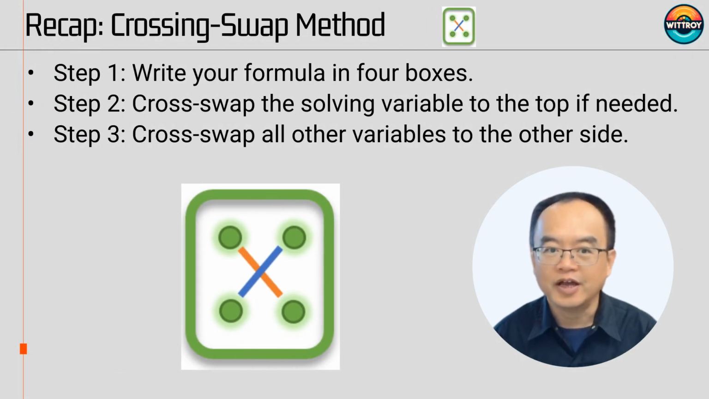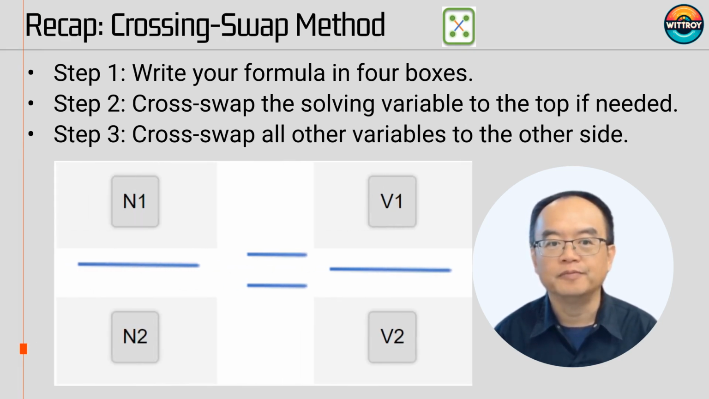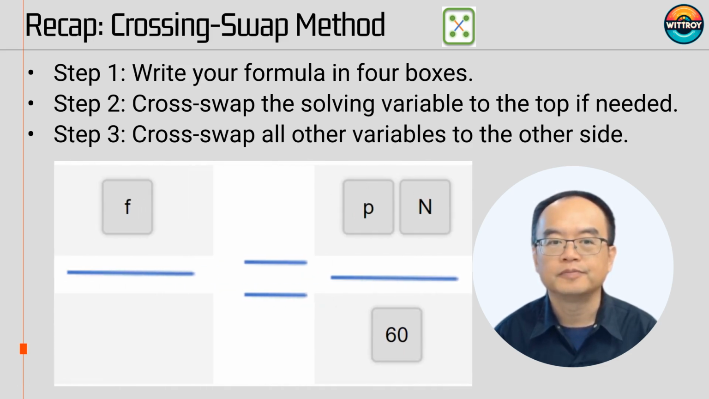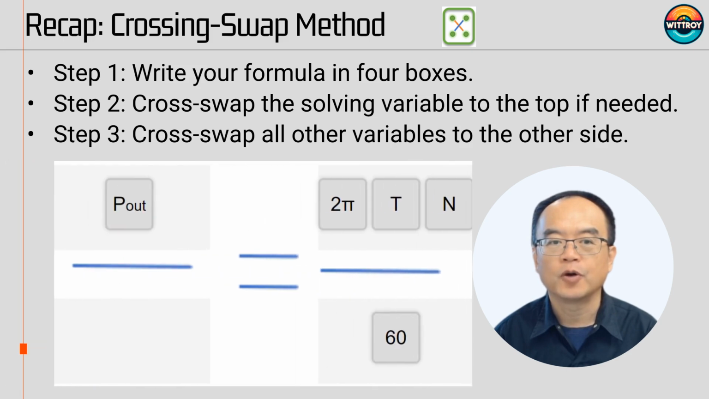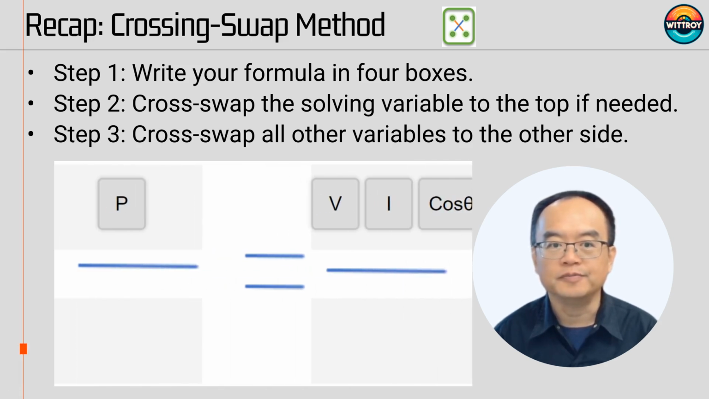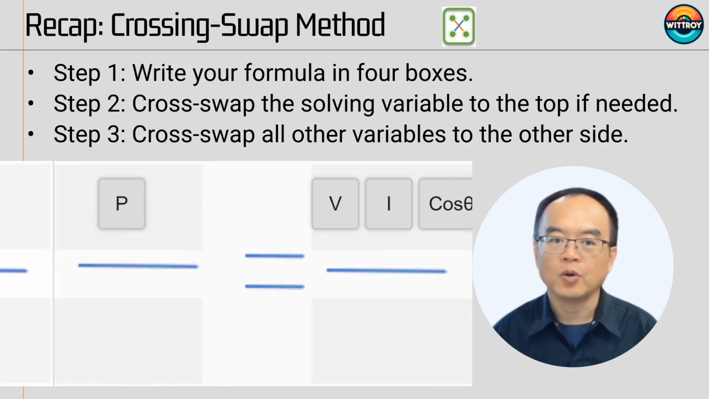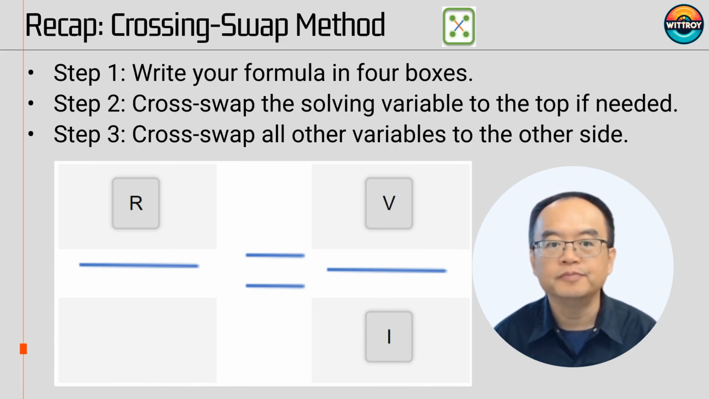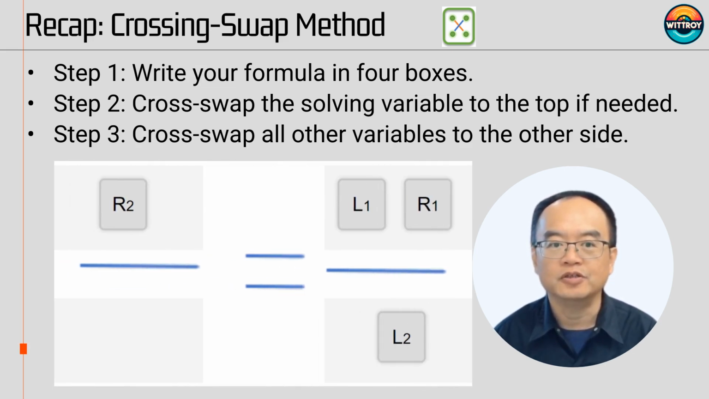Now we will quickly recap the steps and put the formula into 4 boxes. I will show a few examples. Transformer formula, motor speed formula, motor output formula, active power formula, Ohm's law formula, insulation resistance formula.